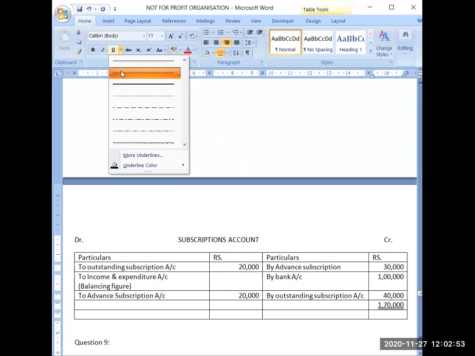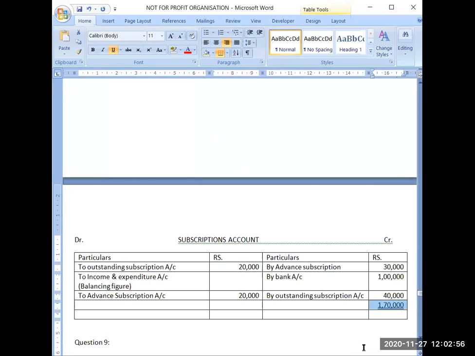Total which should always be double underlined. And the same total will come on the opposite side. Out of this 1,70,000, we will subtract this 40,000, and our balance will be 1,30,000. So this way we come to know that our current year income for subscription account is 1,30,000. Previous year outstanding is debit and current year is credit.